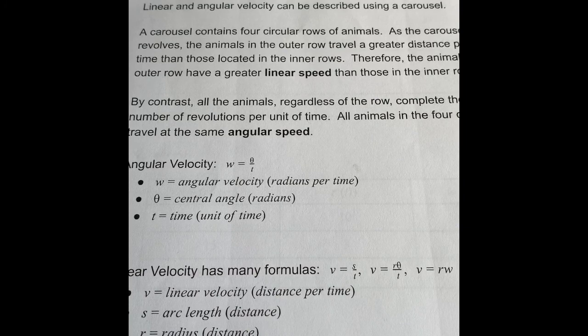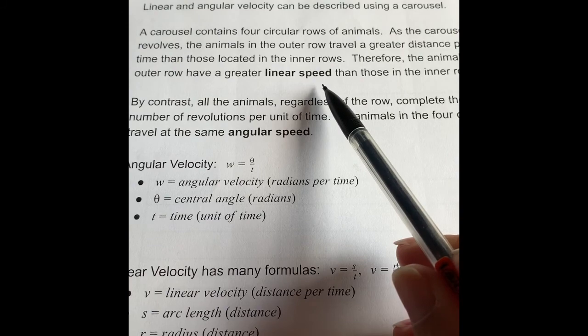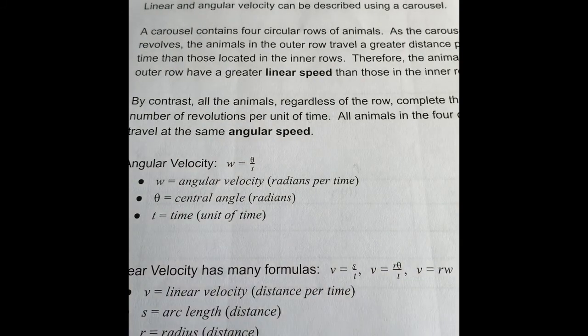But think about if we were to stretch that circle that each row of animals is traveling into a straight line. You would notice that the animals in the outer row have a longer line than the animals in the inner row. And that means that the linear speed of the animals in the outer row is greater than the linear speed of the animals in the inner row.